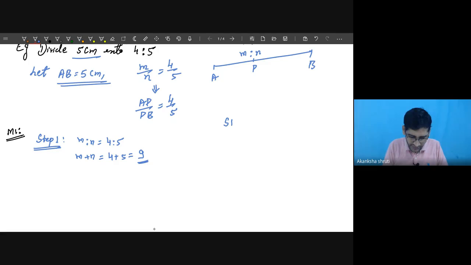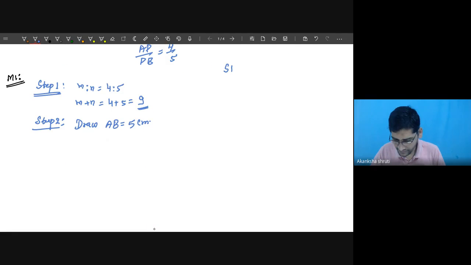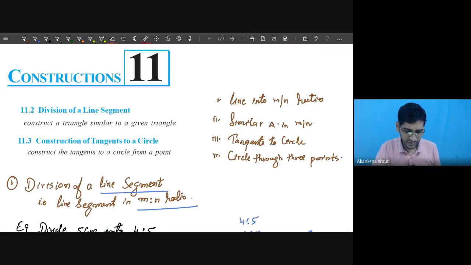Now step number 2. Draw the segment AB equal to the given length, say 5 centimeter, so that we are going to do. Let me draw it here. I have drawn it freehand, but construction is not done that way. What you have to do, students, take your ruler, place it, and from this 0, you mark 0 to 5.